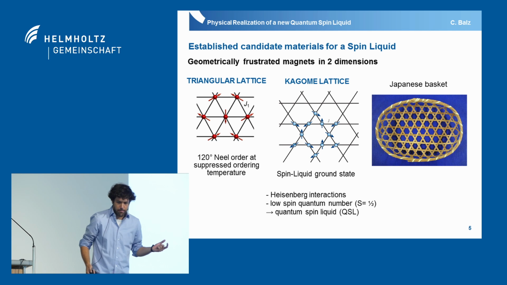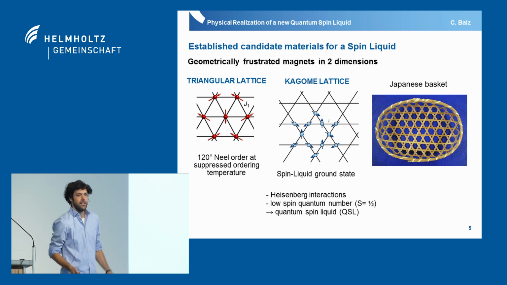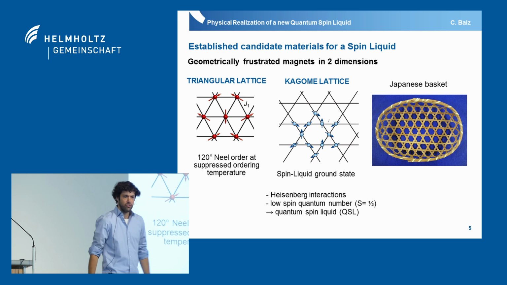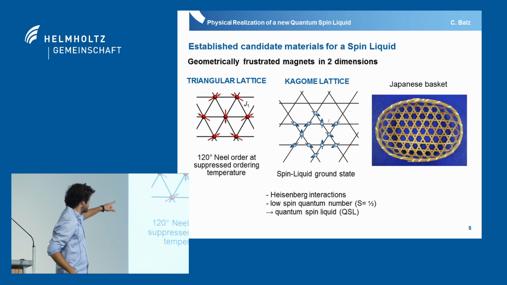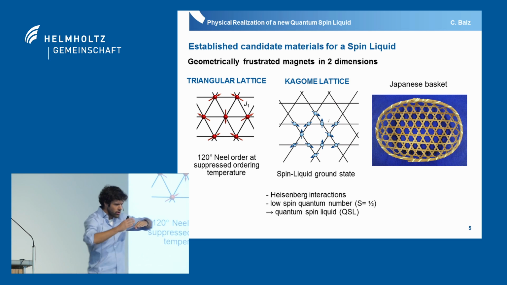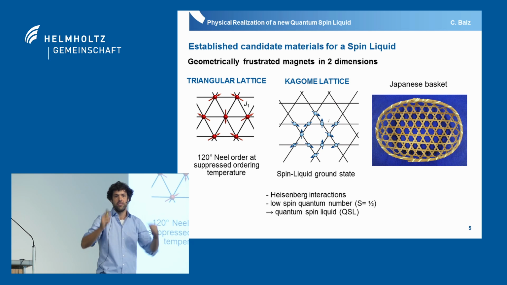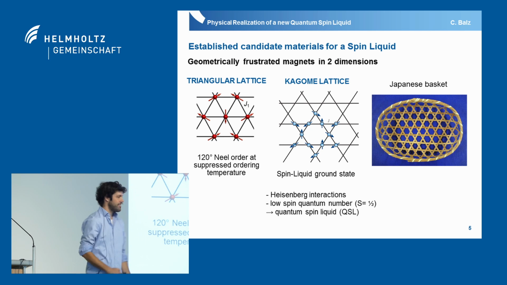How can this be realized in lattices? Some established candidates: first is a lattice we call the triangular lattice. We take a lot of these triangles and connect them by their edges. And this creates a lattice. Here exactly what I showed you before is observed: they order in this 120-degree structure, which is the compromise.